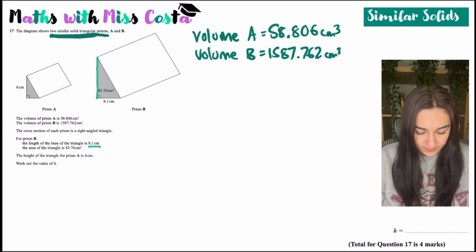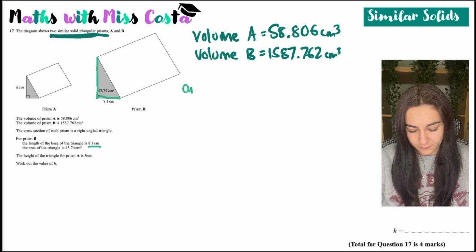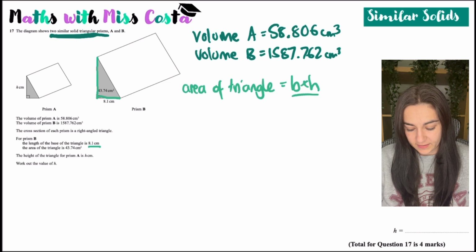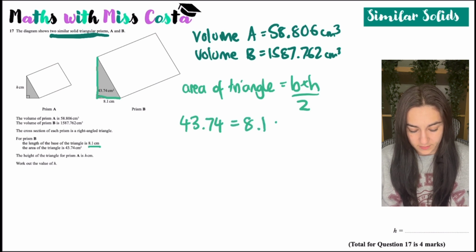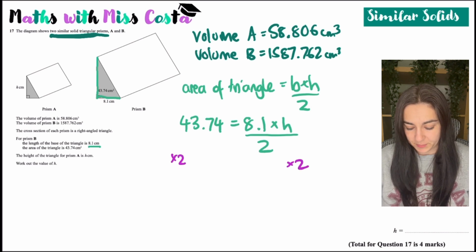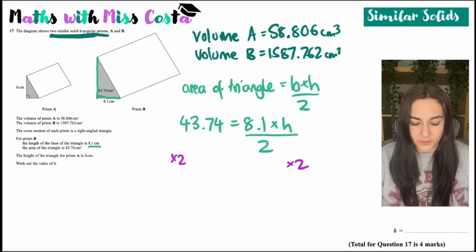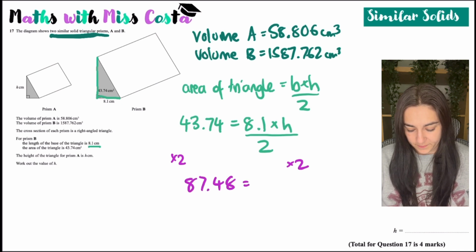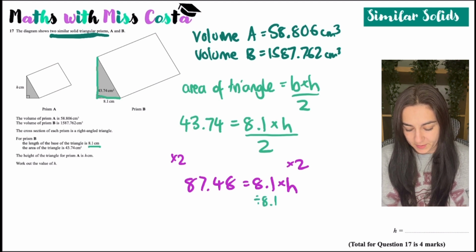So what's the formula for the area of a basic triangle? I know that base times height divided by 2 gives me my area. So let's substitute the values I have. 43.74 equals 8.1 times the height divided by 2. Let's rearrange that. So times both sides by 2. 43.74 times 2 gives me 87.48 equals 8.1 times the height. And then I'm going to divide both sides by 8.1.